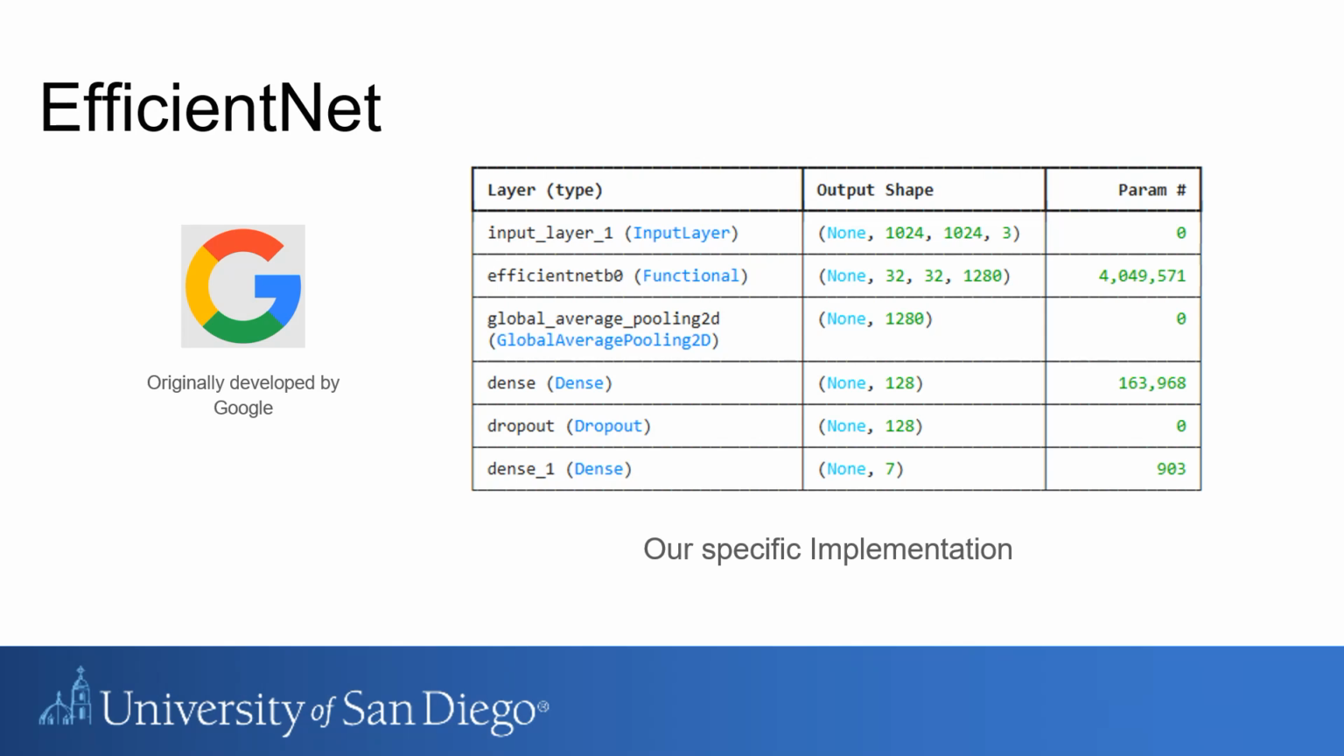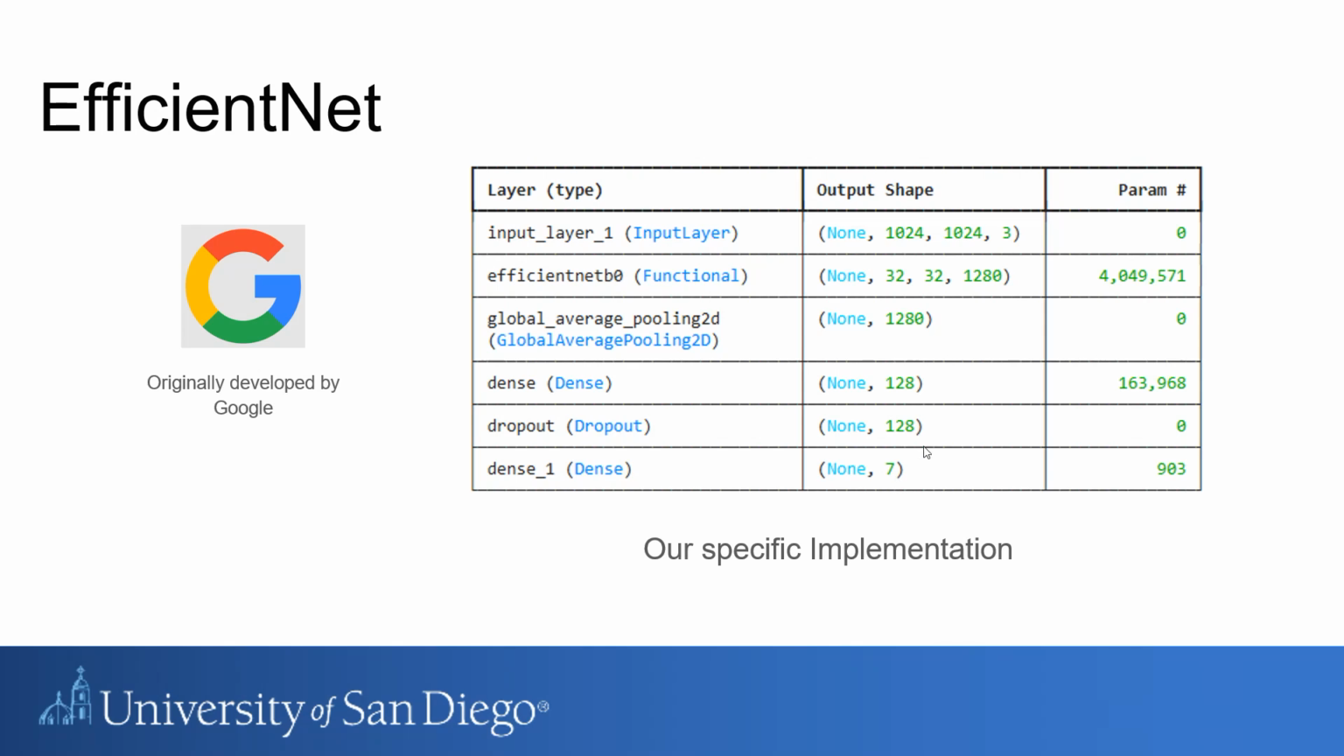EfficientNet, originally developed by Google, is a CNN architecture that scales with depth, width, and resolution in a balanced way. It's known for achieving strong accuracy with few parameters compared to alternatives like ResNet or DenseNet. Prior research on chest X-rays and medical datasets has shown that it performs consistently well for multi-label classification tasks. And we also chose it because it's efficient. It has a good performance to compute ratio and strong results in similar studies.